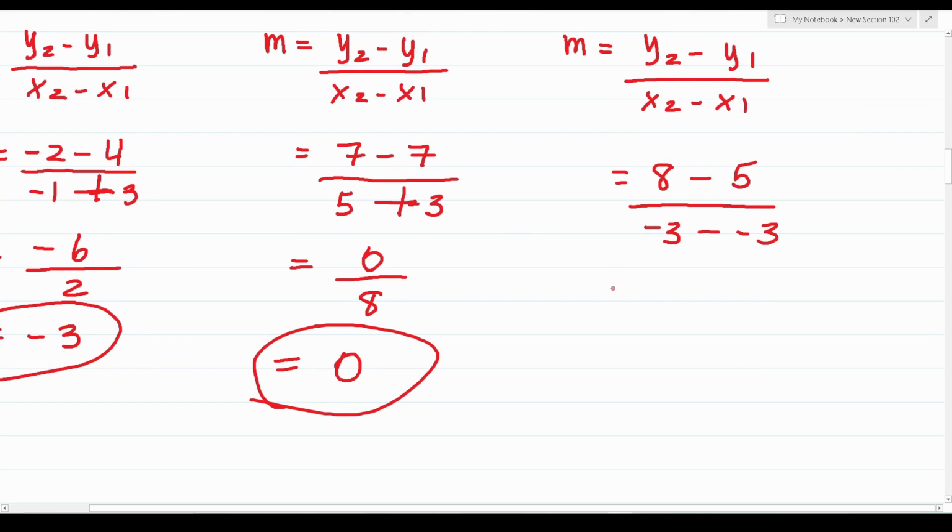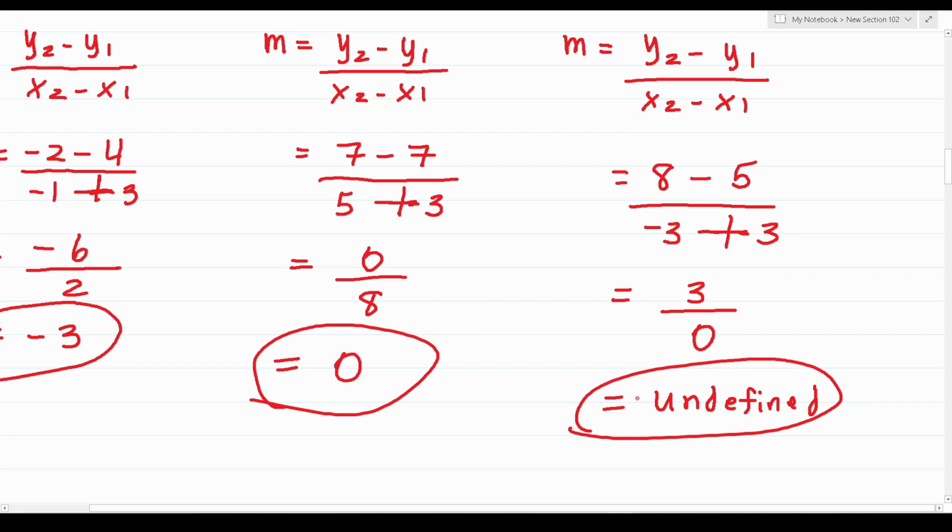All right. Let's work this out. 8 minus 5 is 3. Again, double negative becomes plus. So this is negative 3 plus 3, which is 0. 3 divided by 0, you can't have 0 in the denominator, so this is undefined. And again, if the slope of a line is undefined, that means we're working with a vertical line. That is a line that goes straight up and down.